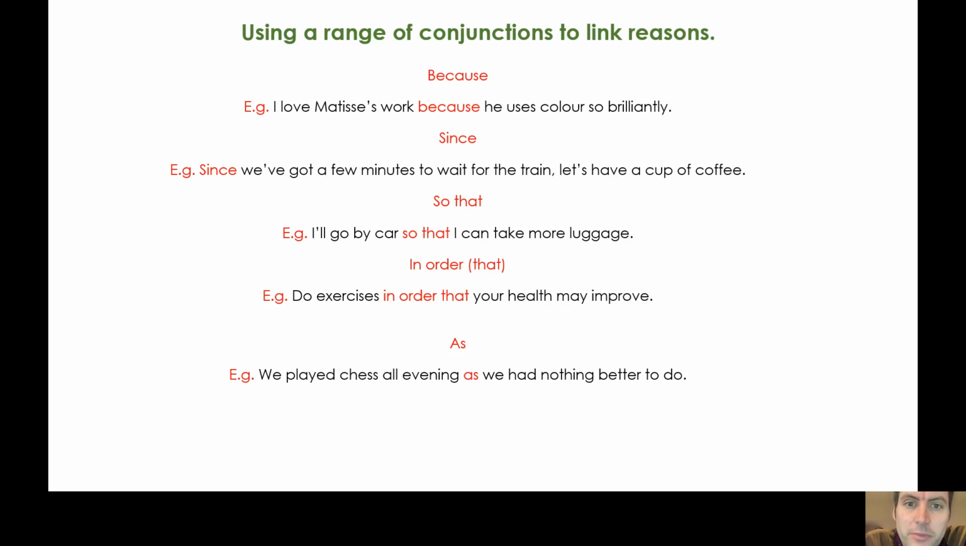Next is as, a very simple, short conjunction. We played chess all evening as we had nothing better to do. Here again, the reason for playing chess all evening is we had nothing better to do. I think we could improve this sentence. I like a bit of chess. I don't know if any of you do, but we played chess all evening as it's a great fun game and it makes our brains work hard. So you could change your reason there.